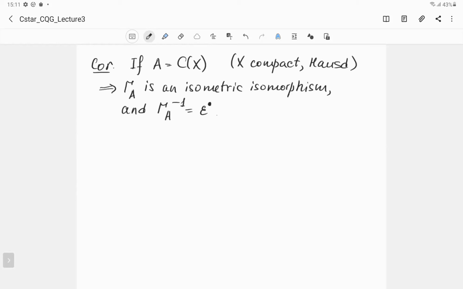Okay, let's now discuss some simple but useful functorial properties of the Gelfand transform.